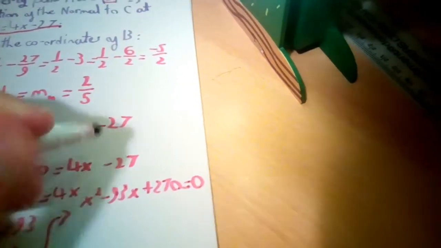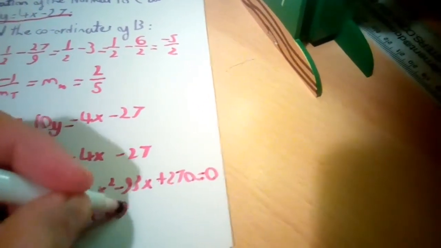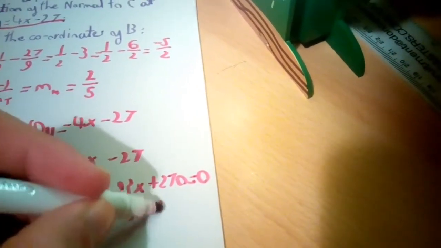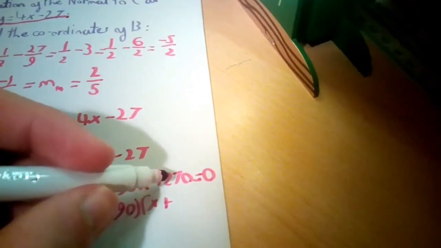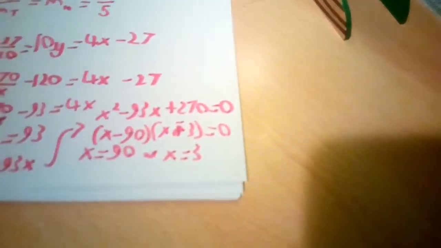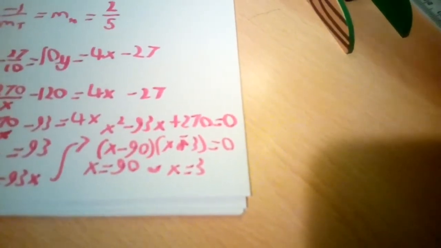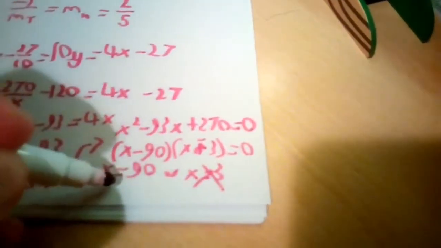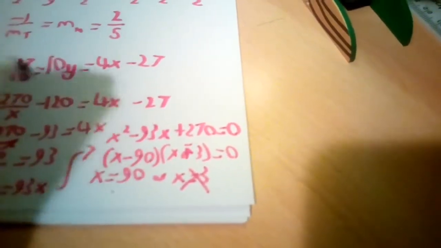That's a quadratic. It factorizes into x minus 90 and x minus 3, as they add up to negative 93 and multiply to make plus 270. So x is either 90 or x is 3. We already know the coordinate when x is 3, where they cross, that's A. But we want to know B, so x is 90 in B. So that's the first part of the coordinate of B.